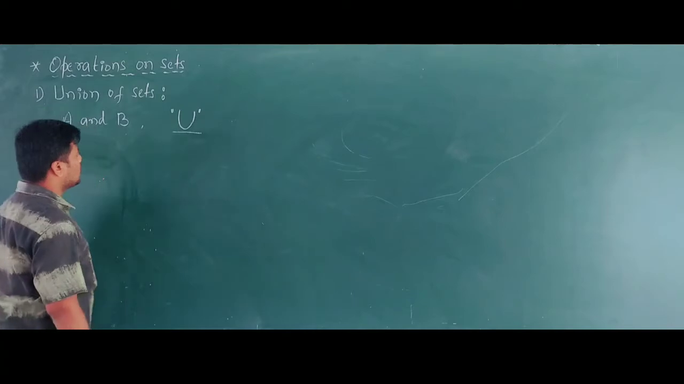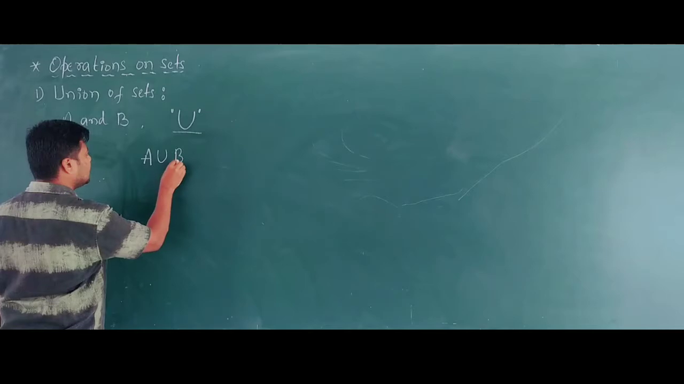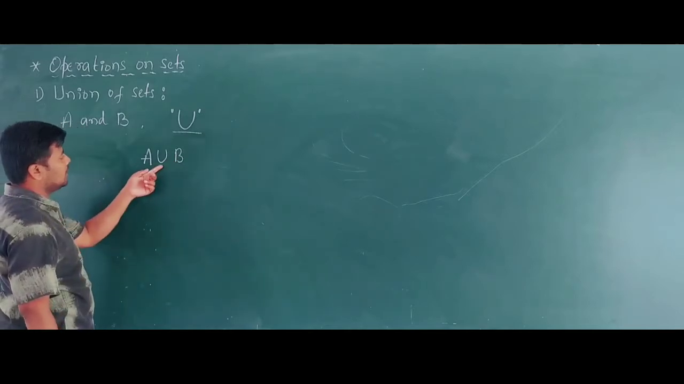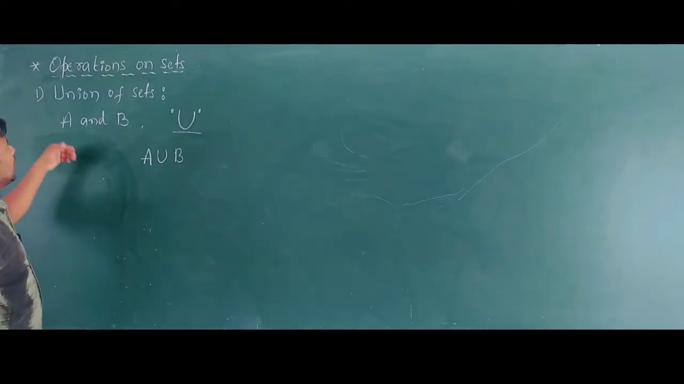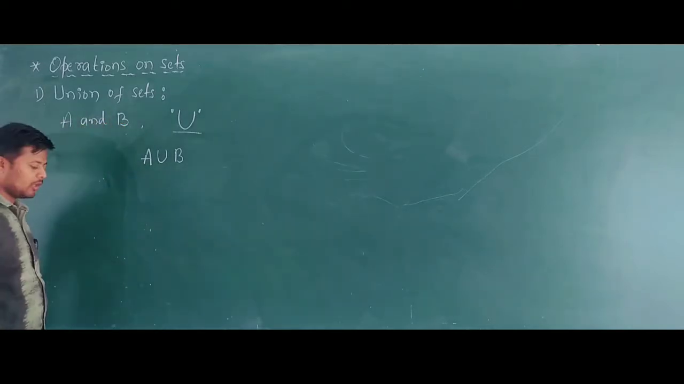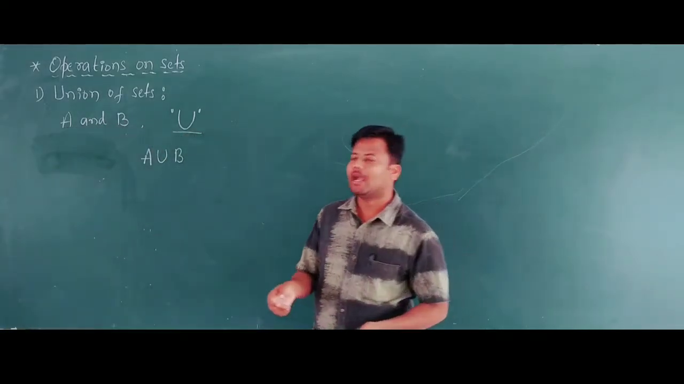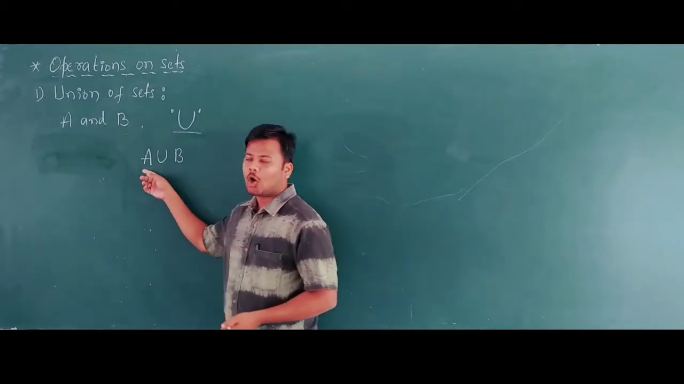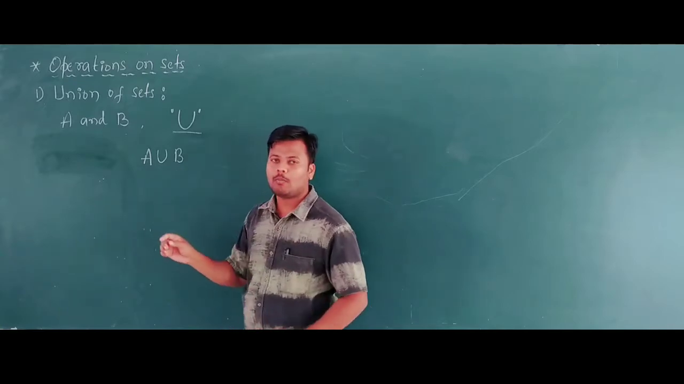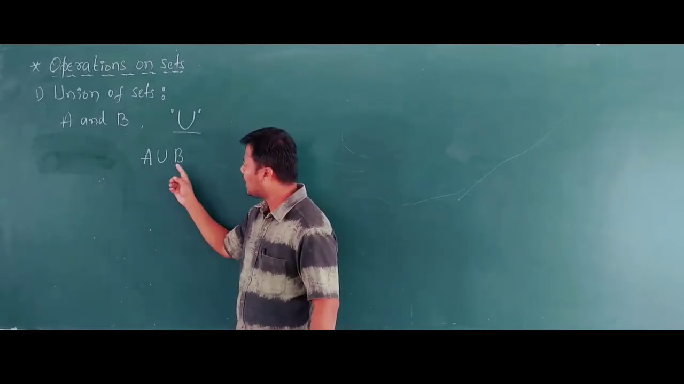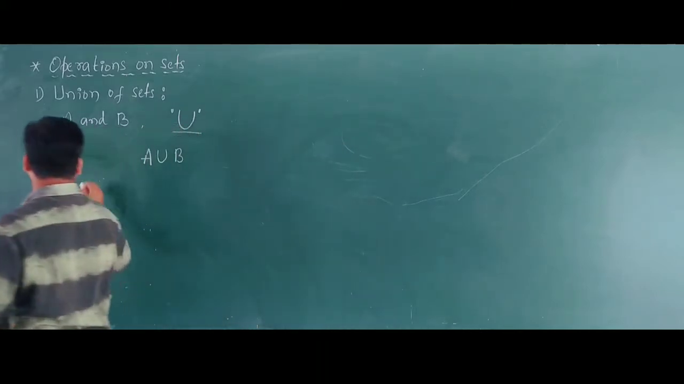So A union B is written as A union B. Okay. So what is the union of two sets? Union of two sets is a set which consists of all the elements of set A and all the elements of set B, and we write the common elements belonging to both A and B only one time. Okay?